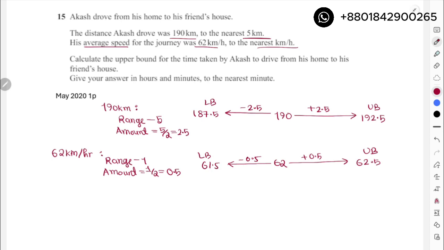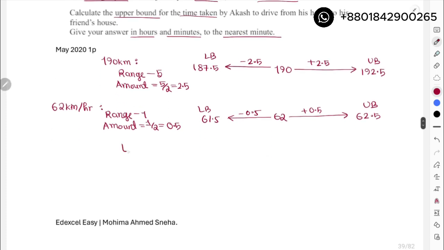And now we have the upper bound and lower bound of the distance and velocity, and now they're asking to find out the upper bound of the time taken by Akash to drive from his home to the friend's home, and your answer should be in hours and minutes, to the nearest minute actually. Okay, before we find the time in hours and minutes, I'll have to first find the time, right? So the equation for time is actually distance over velocity.